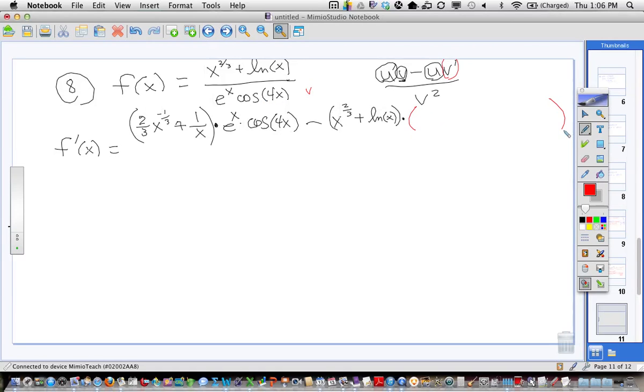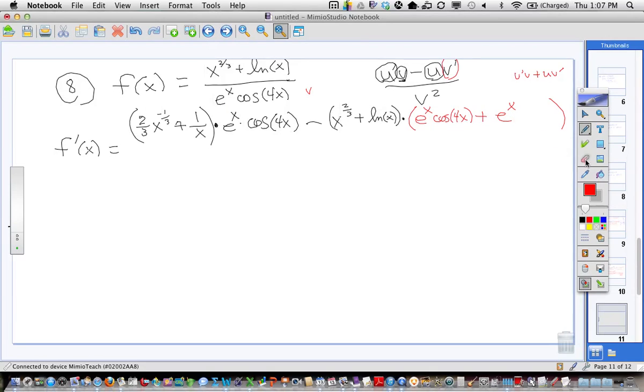So this big set of parentheses right here is for the v prime part, and that needs to be the product rule. So within the quotient rule, we needed a product rule. Now all I'm looking at is this bottom and thinking product rule. So what's product rule say? Derivative of the first, e to the x, cosine 4x left alone, plus, because what I'm doing now is u prime v plus uv prime, plus e to the x left alone.